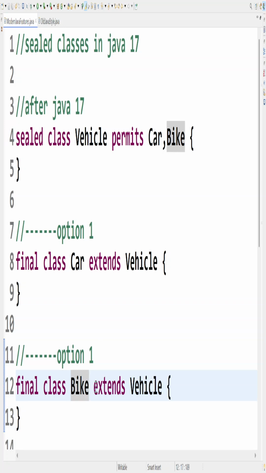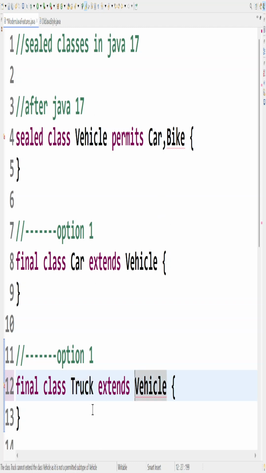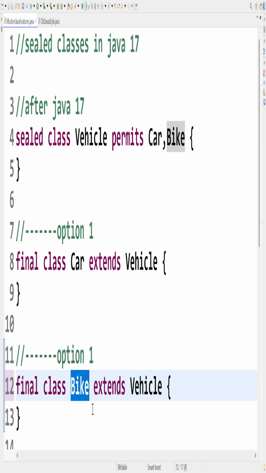If I create another class that tries to extend it, let's say for example a class truck that extends vehicle, I'll get an error. It says that the class truck cannot extend the class vehicle as it is not a permitted subtype of vehicle, right? So only the permitted classes can now extend your vehicle class, which is a very exciting concept.